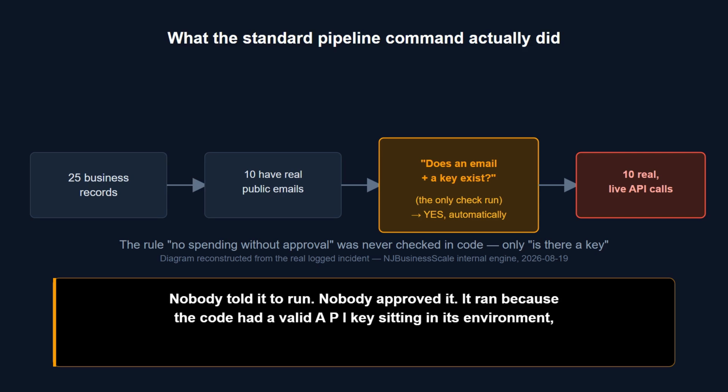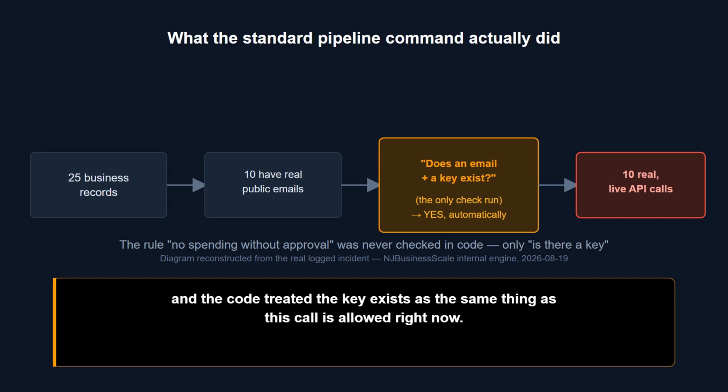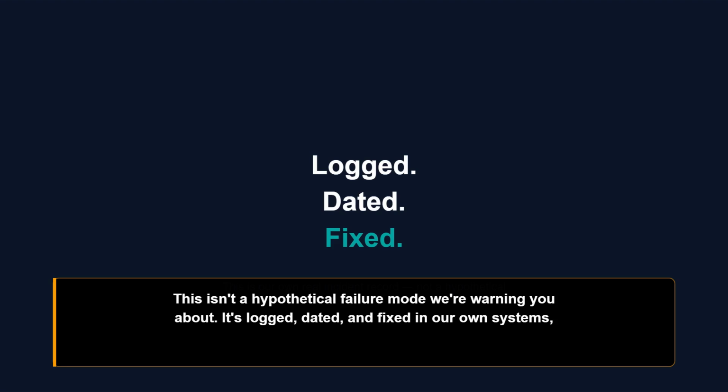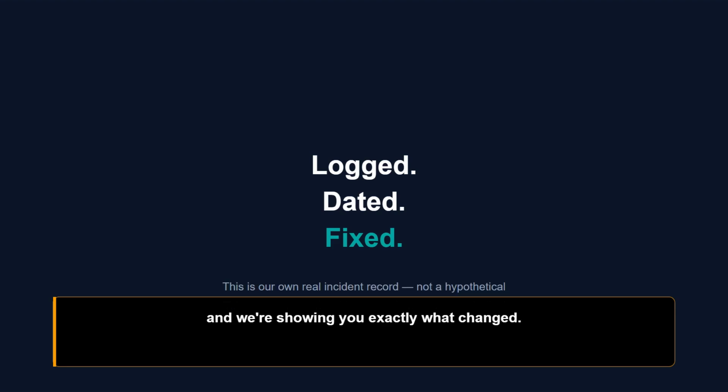Nobody approved it. It ran because the code had a valid API key sitting in its environment, and the code treated "the key exists" as the same thing as "this call is allowed right now." Two completely different questions, answered as if they were one. This isn't a hypothetical failure mode we're warning you about. It's logged, dated, and fixed in our own systems, and we're showing you exactly what changed.